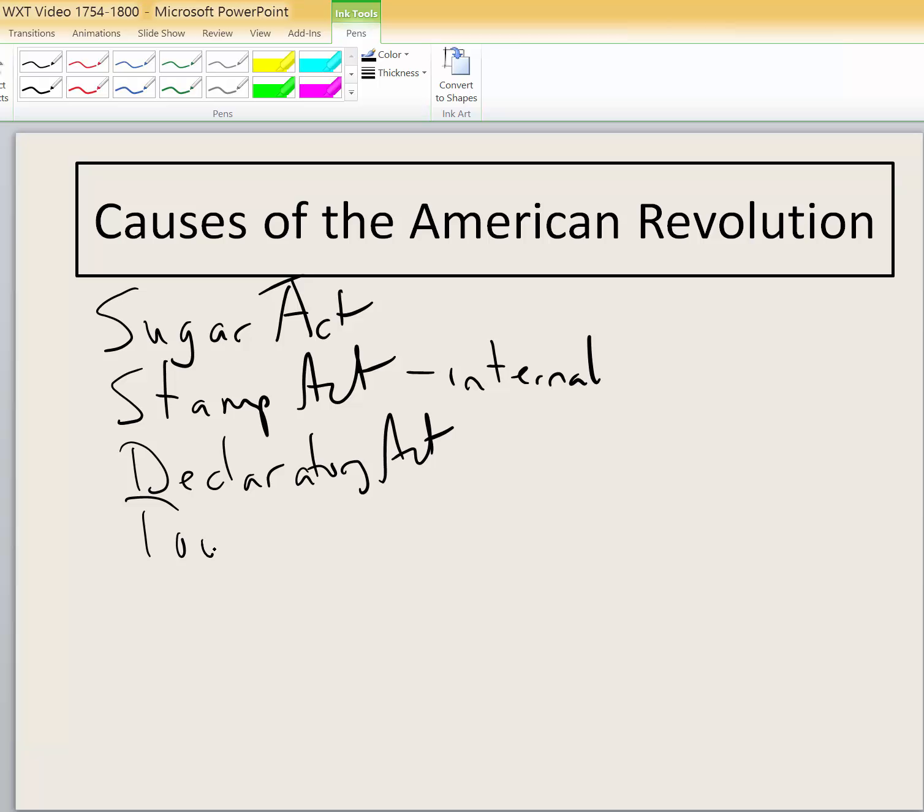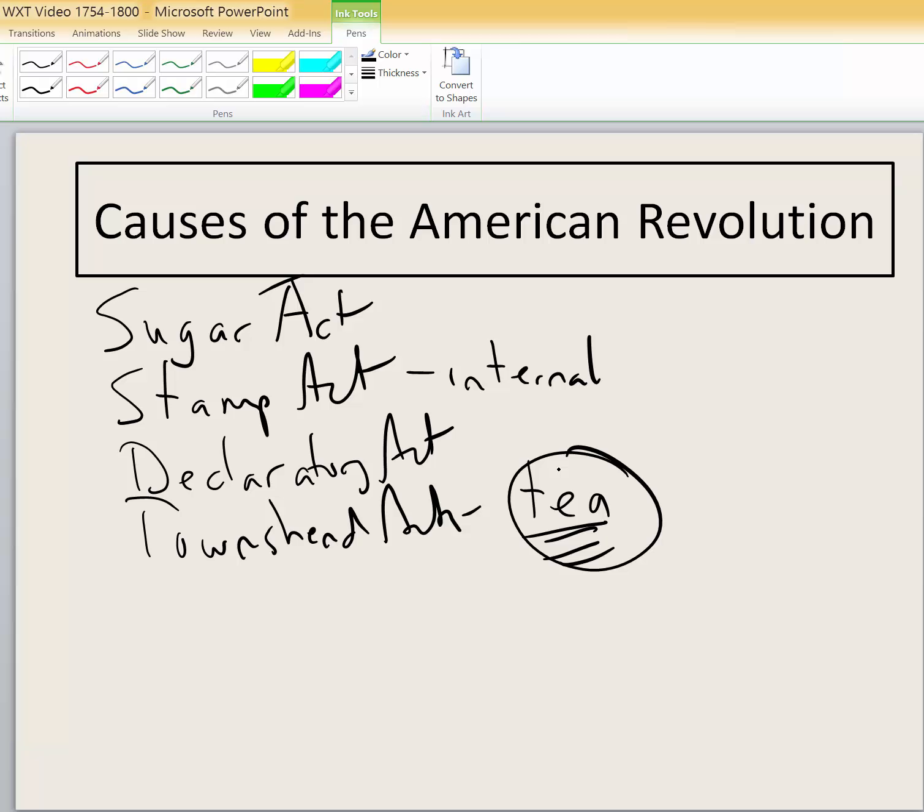Then you're going to see the Townshend Acts, and the Townshend Acts will be taxes on paper, paint, lead, glass, and then the one you're probably most familiar with, and that's tea. All the other ones I just listed, lead, paper, paint, and glass, will eventually be repealed, but the tea is the one that will lead to the 1773 Boston Tea Party.